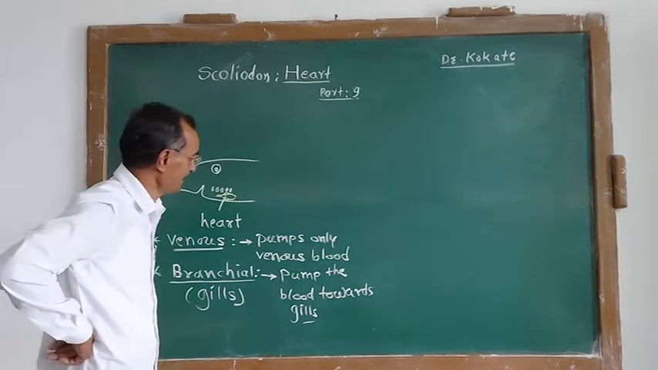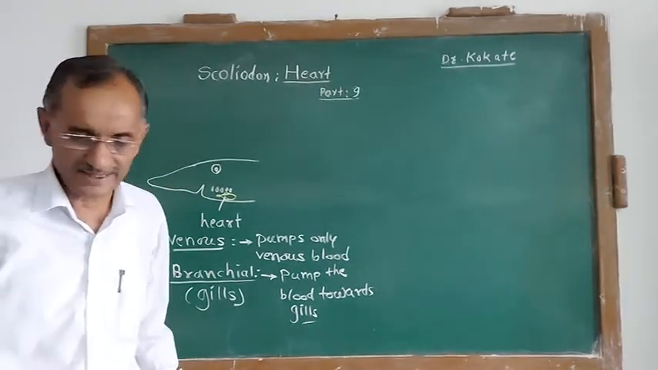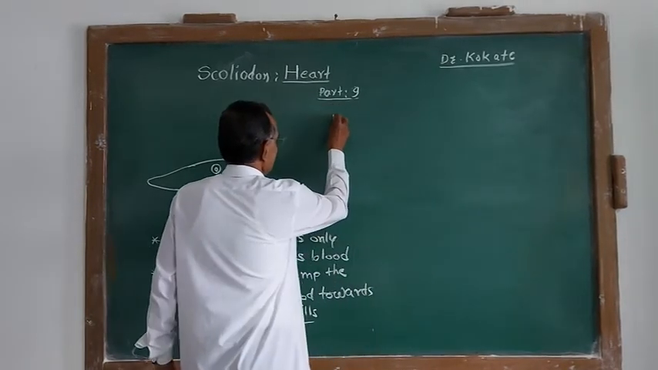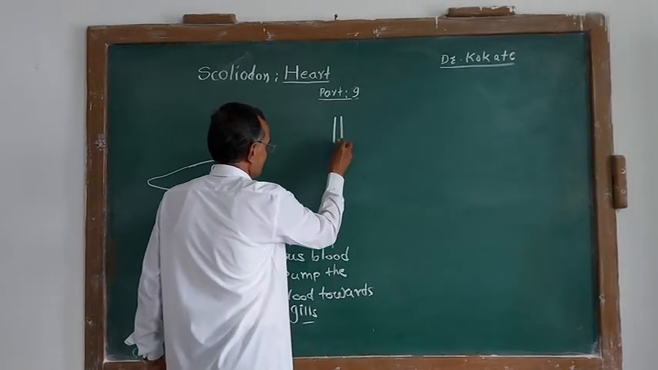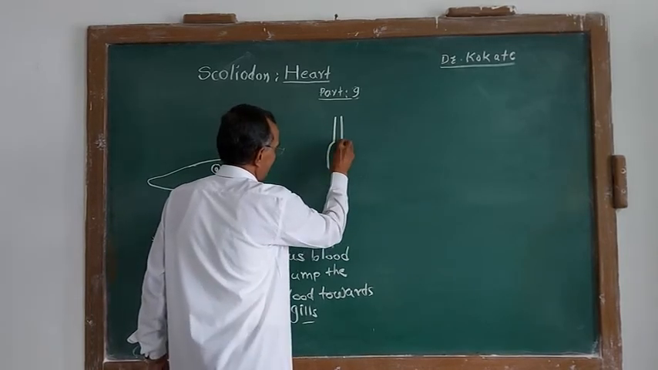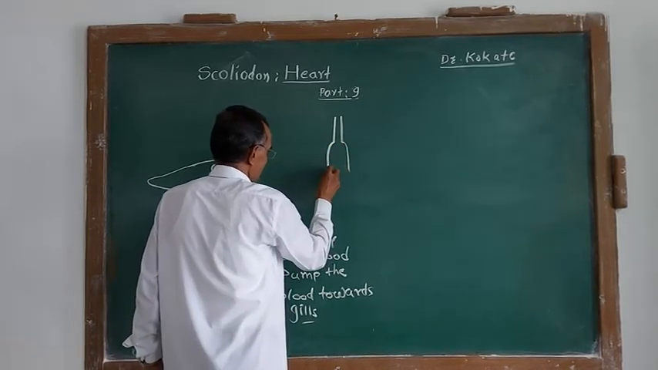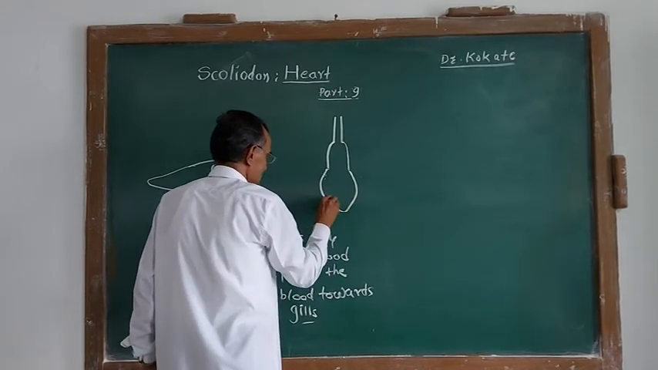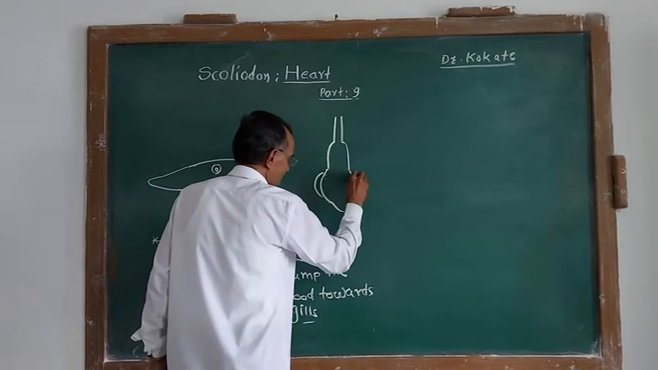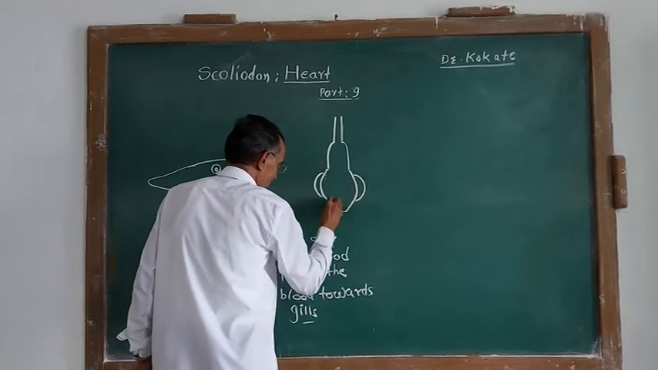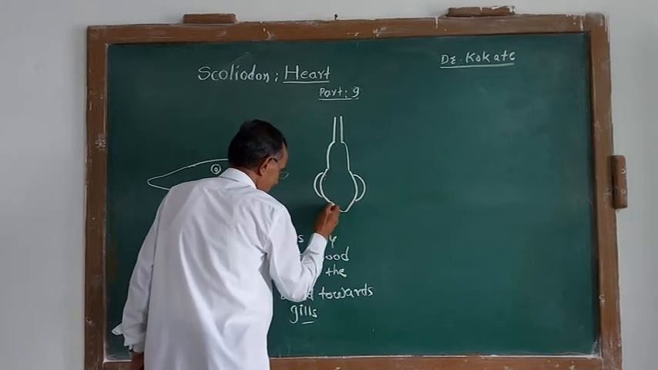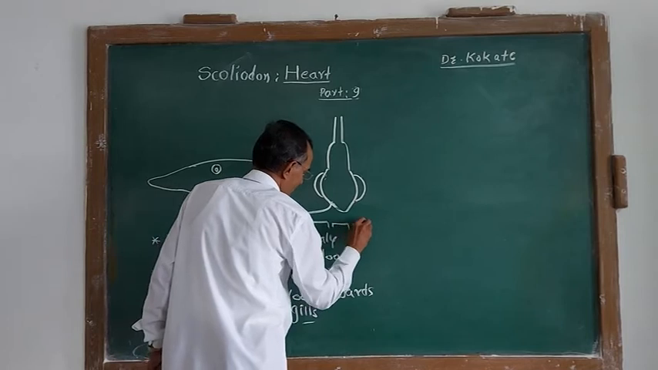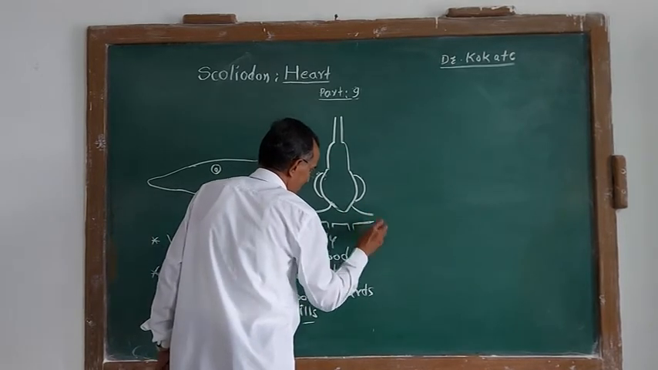Now this heart has a structure like this. I will draw the structure here. The heart has a structure like this. This is the ventral aorta, and this is the conus arteriosus, and this is known as the ventricle, like this, and this is known as the auricle, like this. And this is the sinus venosus, like this. Do you get my point?